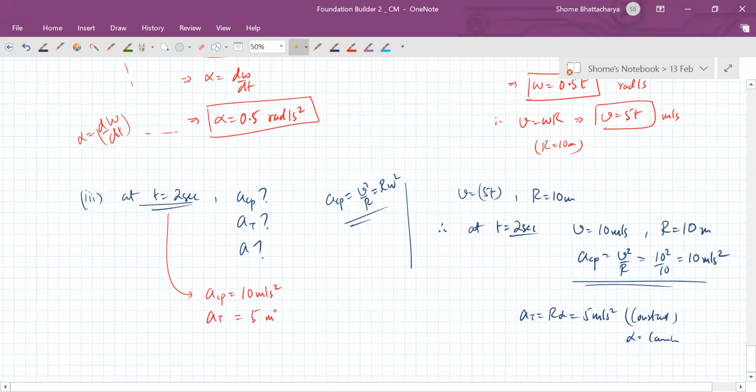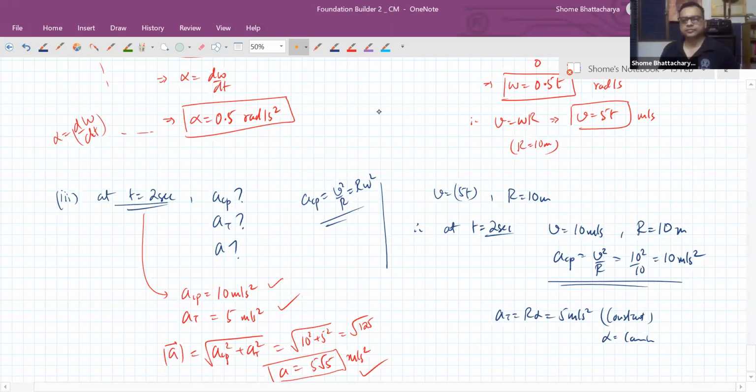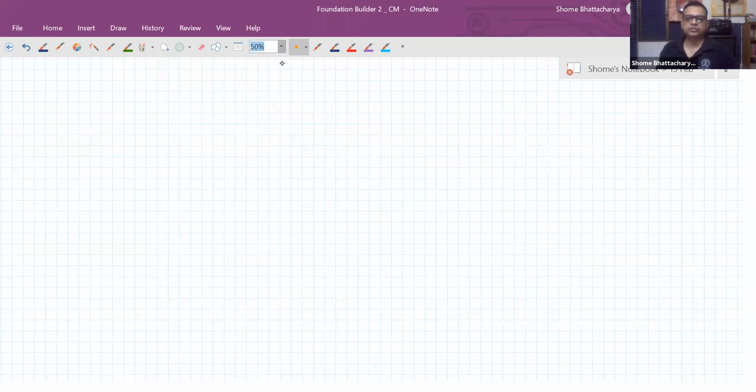The tangential acceleration is 5 meters per second square. So the net acceleration's magnitude, remember, is the square root of centripetal square plus tangential square. So that's square root of 125 or 5 root 5 meters per second square. So it's a little bit formula based. Okay, so this is about acceleration in a non-uniform circular motion.